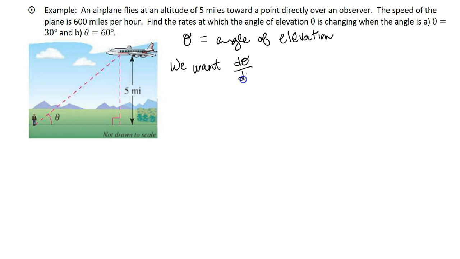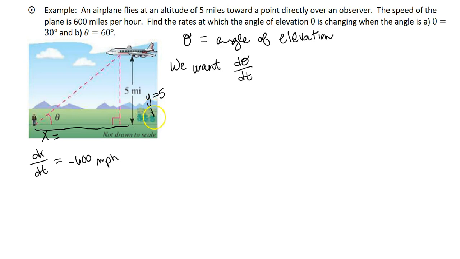d theta over dt. Okay, so looking at this triangle, we know that the altitude is constant. That's 5 miles. Okay, and we know that the gap between this man and this plane is getting smaller, and it's getting smaller at a rate of 600 miles per hour. So if we let this be y equals 5, and we let this distance here be x equals some number which we don't know yet, we do know that dx over dt is negative 600 miles per hour.